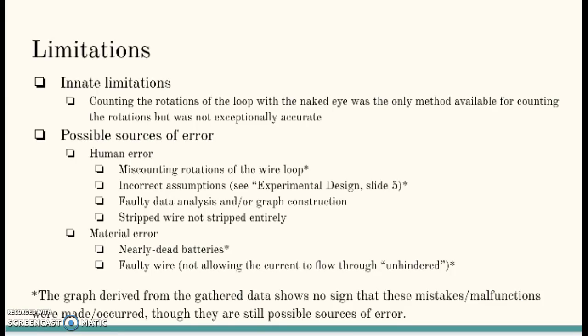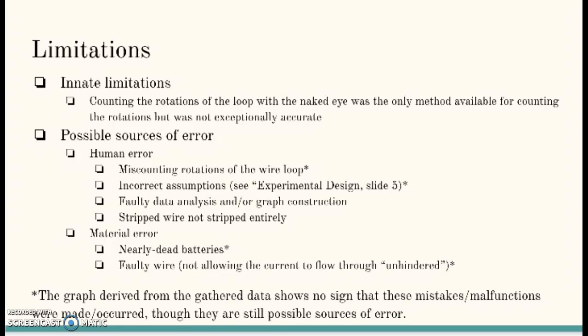One potential problem innate to this experiment was counting the rotations of the wire loop with the naked eye. There was no other method by which to count the rotations, but there was no way to verify the accuracy of that count. A potential solution to this problem would have been to use Tracker to count the rotations instead. Some possible sources of error could have been miscounting the rotations of the wire loop or not stripping the wire entirely. However, the graph derived from our data showed no sign that these mistakes occurred, though they are still possible sources of error.